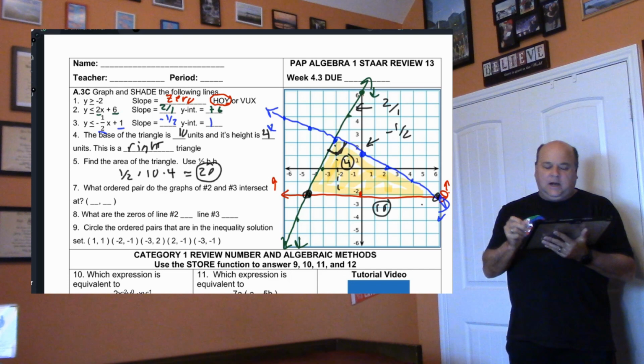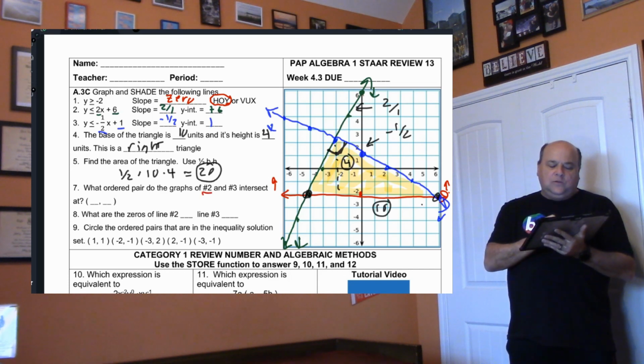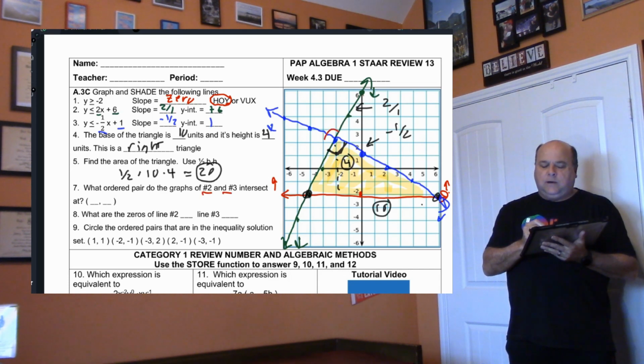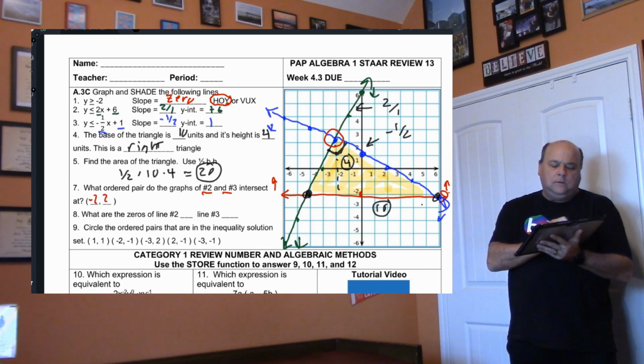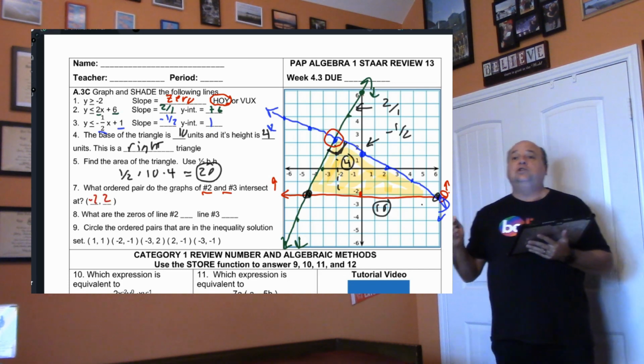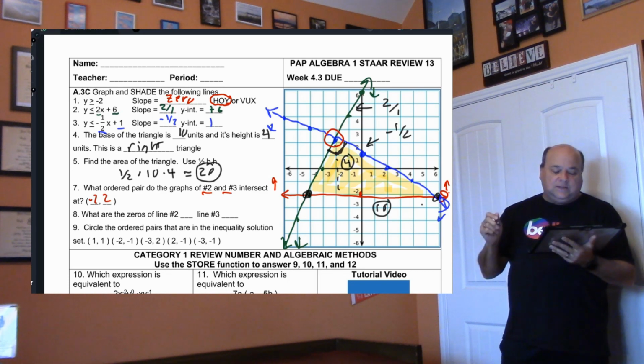Okay, the ordered pair that number 2 and 3 intersect at. That's my blue and red-green line right here. That's going to be what? -2, 2. That's going to be the solution to the system, right? That's where the two lines intersect.